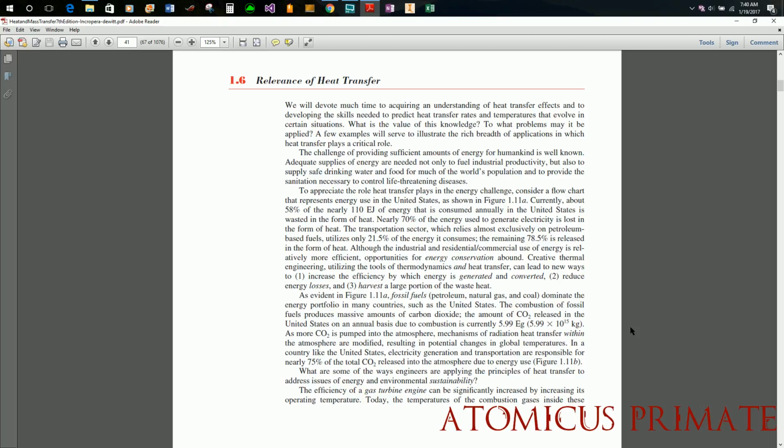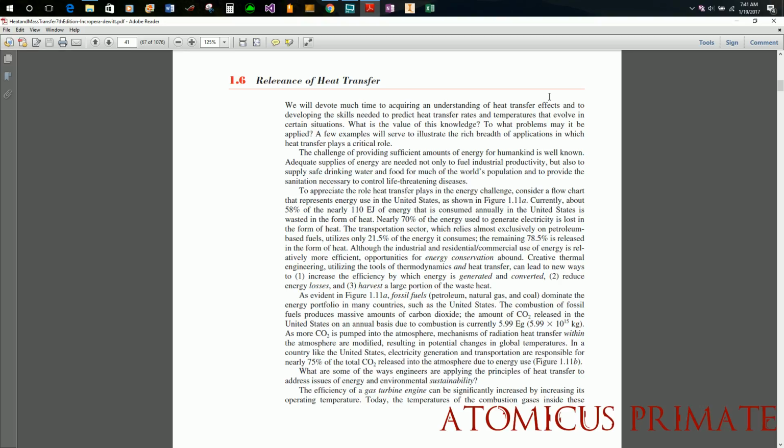We will devote much time to acquiring an understanding of heat transfer effects and to developing the skills needed to predict heat transfer rates and temperatures that evolve in certain situations. What is the value of this knowledge? To what problems may it be applied? A few examples will serve to illustrate the rich breadth of applications in which heat transfer plays a critical role.